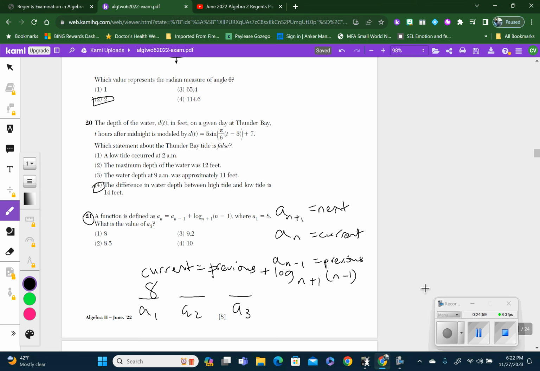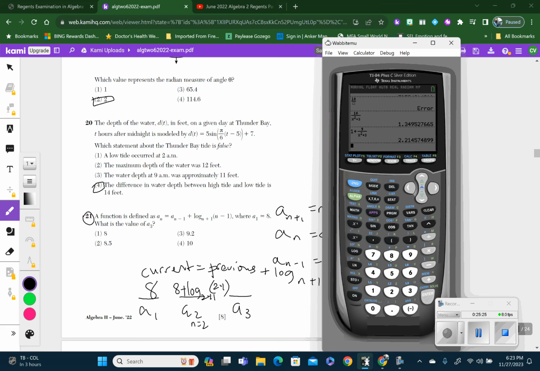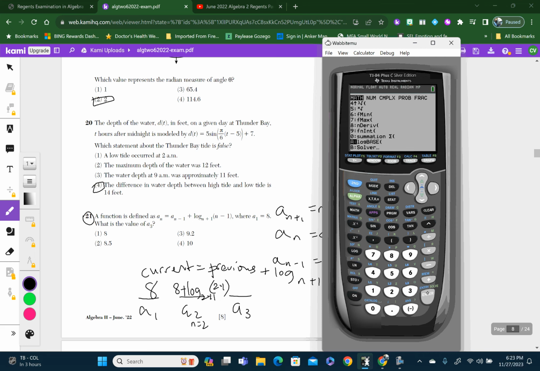So to find A2, we have to follow the rule. Take the previous number, which is 8, plus, then we do log, and on the bottom we have n plus 1, so our n here is 2. So I do 2 plus 1, which is 3, parentheses, n minus 1, which is 2 minus 1. Now I plug this into my calculator. 8 plus, and then I have log, but this log doesn't allow me to put this number at the bottom, so I'm going to clear that. Let's put 8 plus again, and then to get the log where I can put the number at the bottom, hit math, go all the way down to log base, and this is where you put 2 plus 1, which is 3, and then over here 2 minus 1, which is 1, and I hit enter.